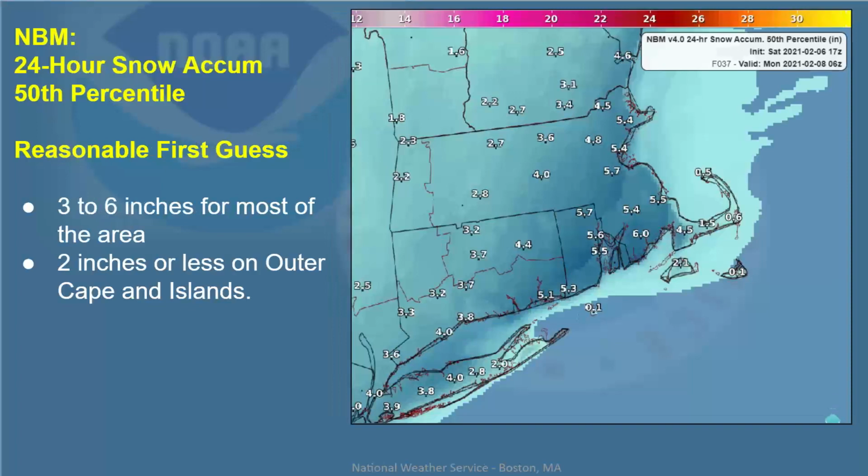Now, the 50th percentile is kind of looking at all the guidance combined and taking the average of it. And a lot of times you'll see this smoothed out.